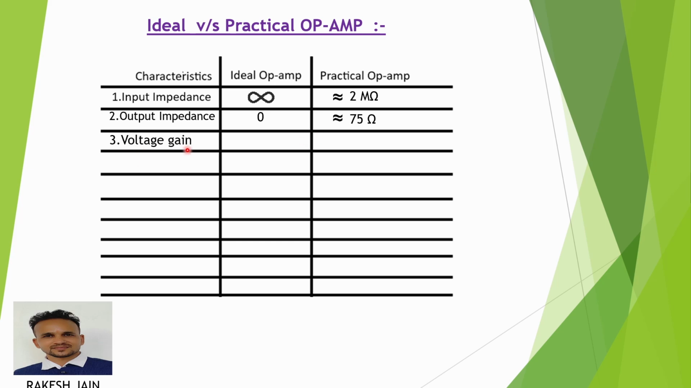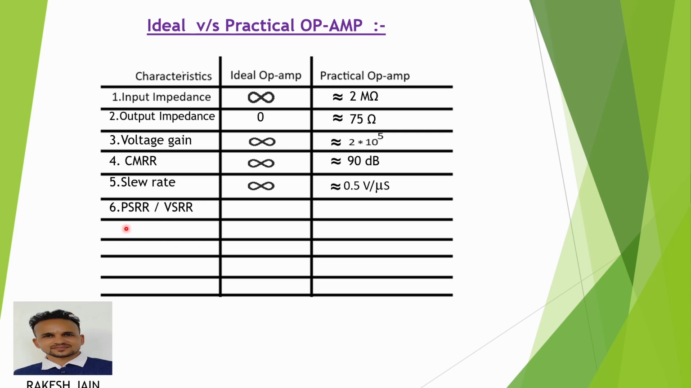In case of ideal op amp, it is 0, but in practical operational amplifier, it is approximately equal to 75 ohm. Voltage gain. In case of ideal op amp, it is infinite, but in case of practical op amp, it is approximately equal to 2 multiplied by 10 raised to the power 5. That is very high voltage gain.